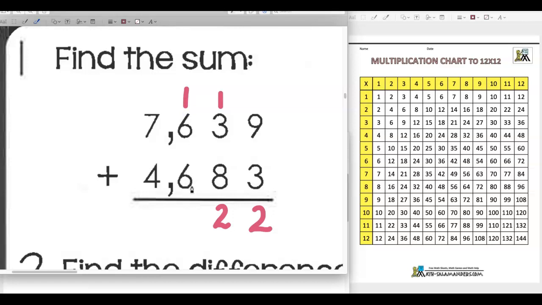1 plus 6 is 7. 7 plus 6 equals 13. Write your 3, bundle the 10 hundreds, move them to the thousands place. 1 plus 7 equals 8. 8 plus 4 equals 12.